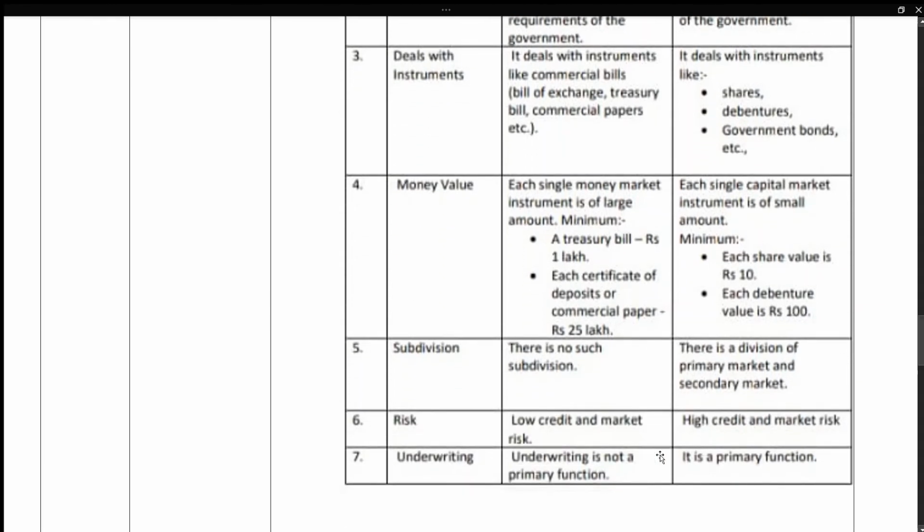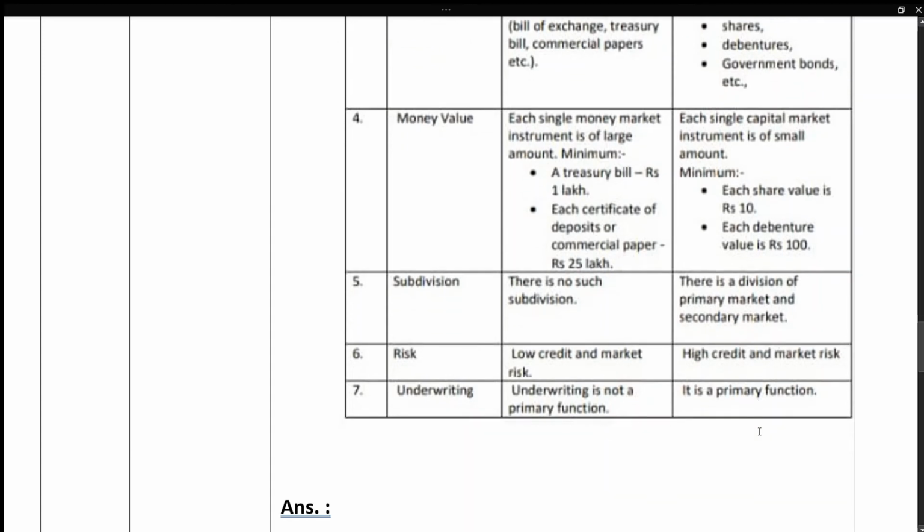Here there is no subdivision in money market. Here there is a subdivision, primary market and secondary market. Here the risk is low credit and market risk. Here high credit and market risk is there. Underwriting. Here for issuing the instruments there is no underwriting function required. Here the primary function, underwriting, is required.